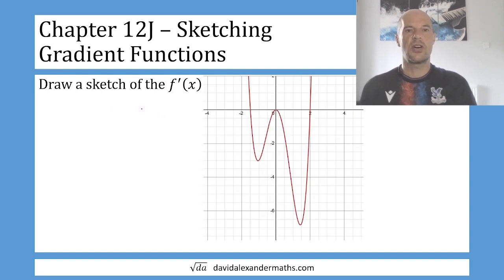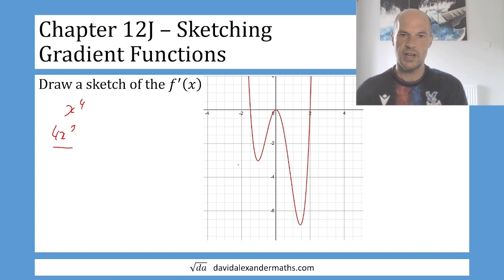Draw a sketch of the gradient function of this curve. So this curve is a quartic. Remember, a quartic will always differentiate to a cubic, so expect to be doing a cubic graph. The turning points are here. Remember, the turning points mean that the gradient function will be 0. So I'll put that there at the origin, and I don't know exactly where that is, and here. So the cubic is going to cut through these points here.